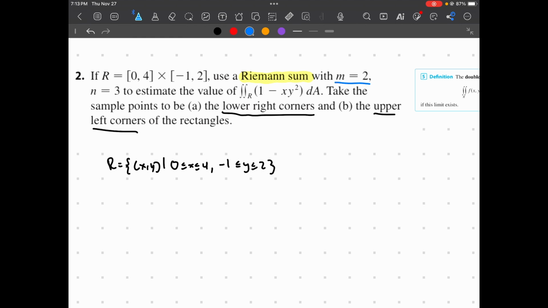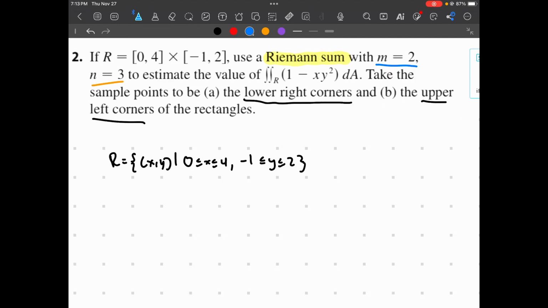From knowing m equals 2 and n equals 3, we can find the lengths and the heights of the rectangles in the Riemann sum. For our lengths, we are going to use x and take the end point subtracted by the start point divided by its m, which is 2, to find 4 minus 0 over 2 equals 2. This is our length, or our delta x, whatever you want to call it.